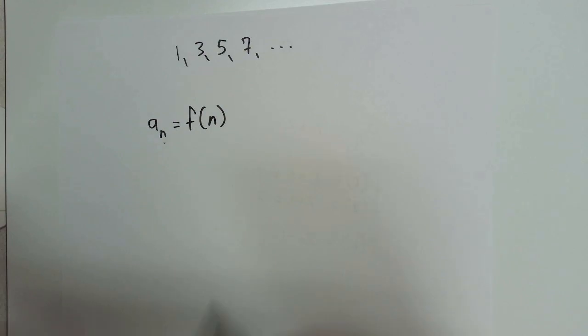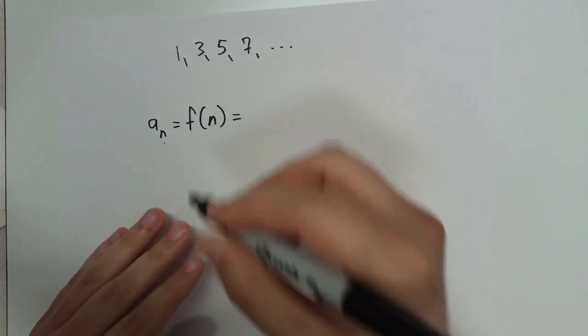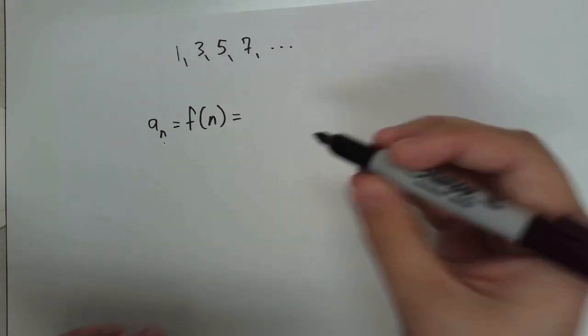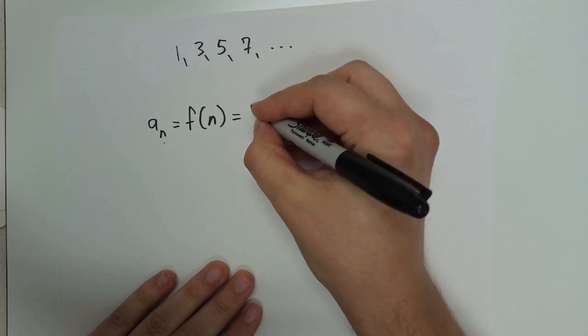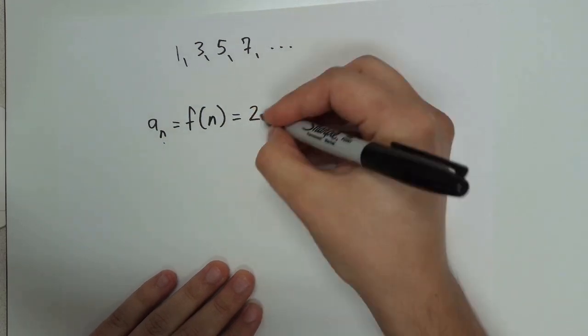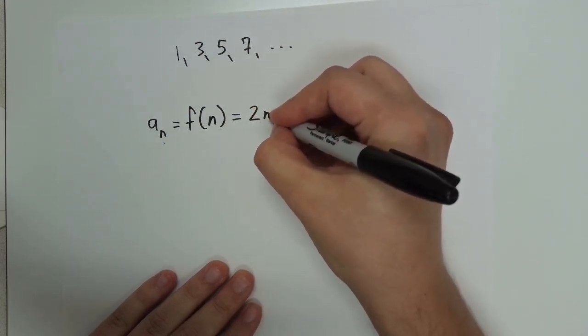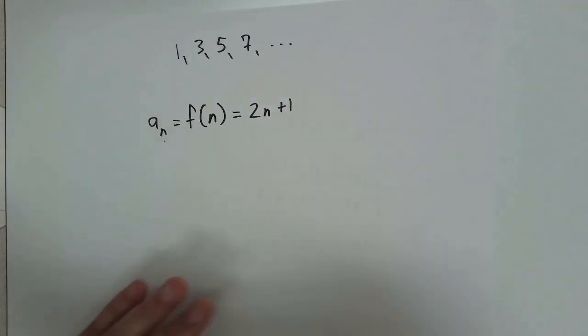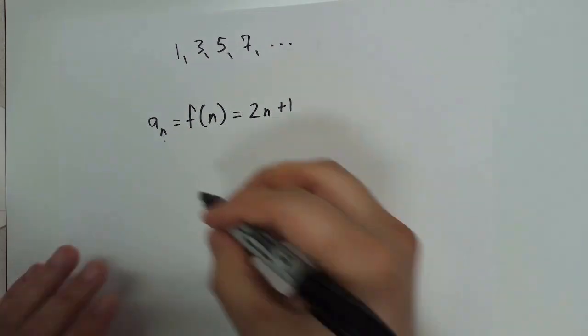And it turns out we actually do know the explicit formula for this because we know this is a sequence of all the odd numbers. And the formula for an odd number is just going to be 2 times some number plus 1. That is our definition of an odd number. And we can start to test this out and see that this works.